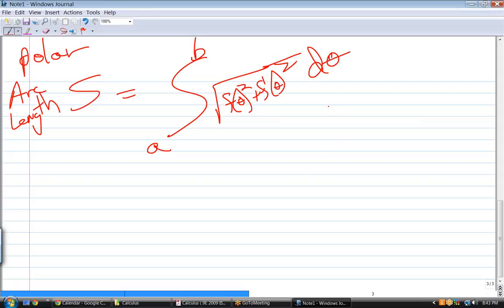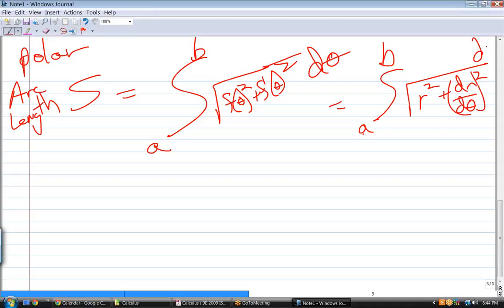Well, this becomes, from A to B, the square root of r squared, which is f of theta squared, plus dr d theta squared. And of course there's a d theta outside. So all I did was equate this to that. Because r squared is the same as f of theta squared, and f prime of theta squared is the same as dr d theta squared. Okay, I'm with you now.